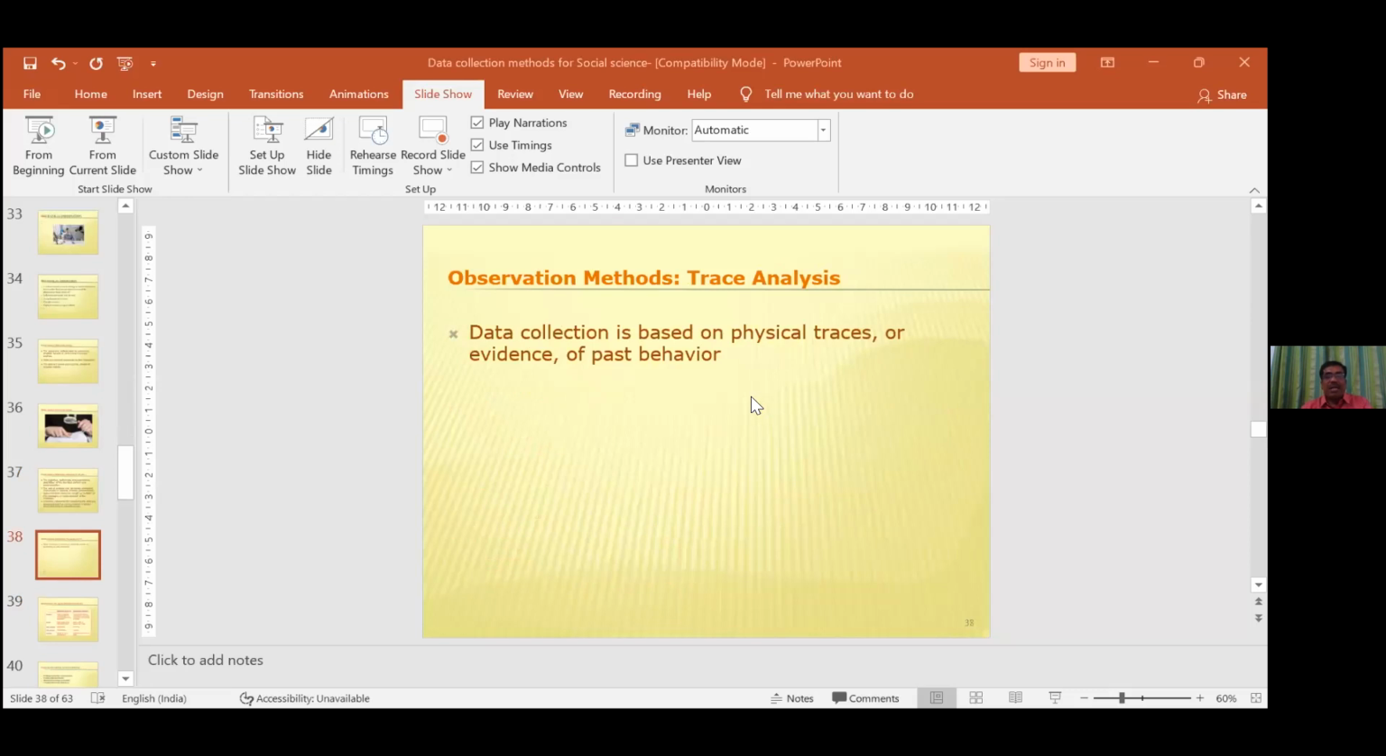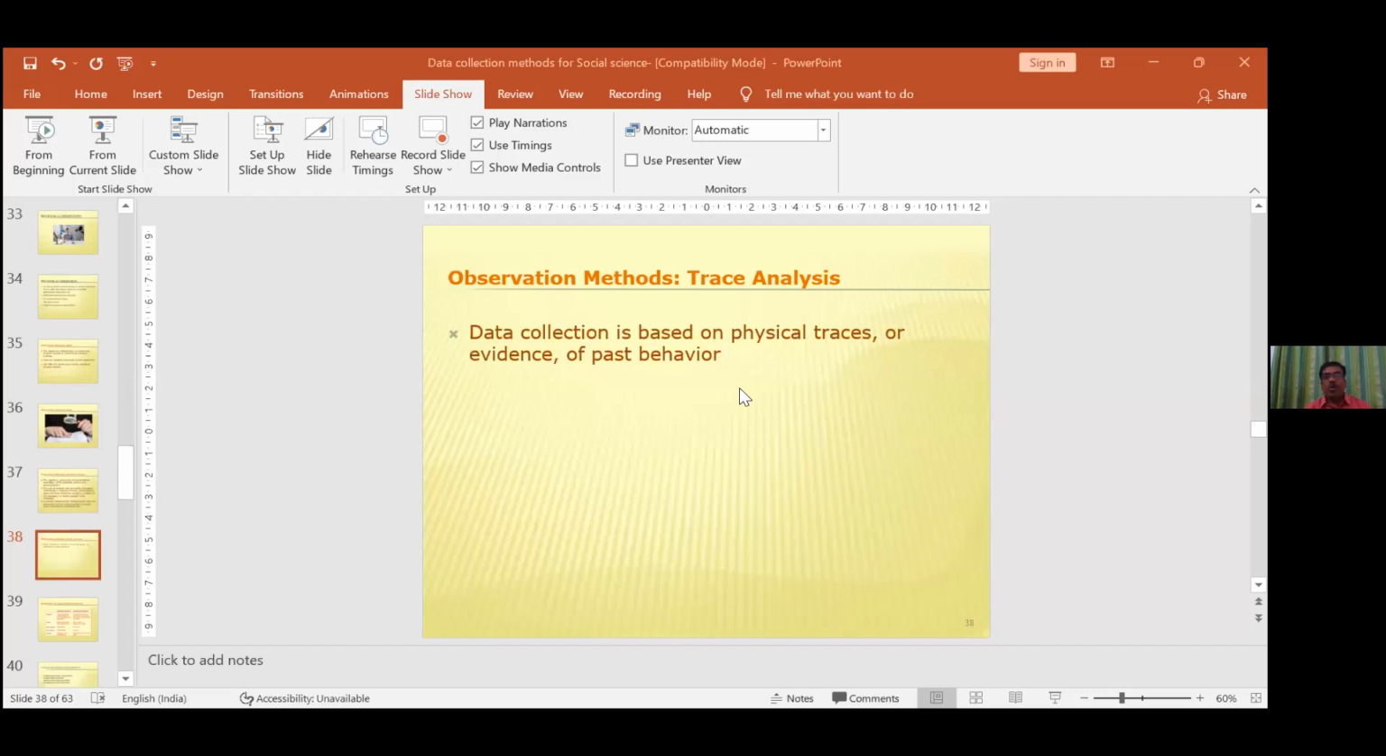Okay. Similarly, let's take trace analysis. What is trace analysis? Data collection is based on physical traces or evidence or past behavior. For example, let's take you are a forest officer. You are supposed to identify the tigers. How many tigers are residing in the particular forest? How can you collect the data based on physical traces? Footprints of the particular tiger, or based on the evidence.